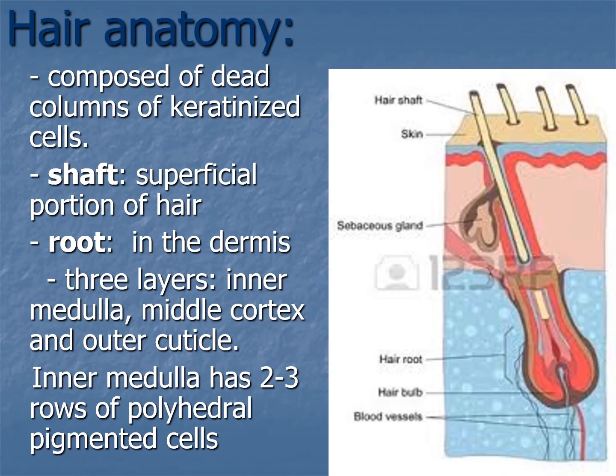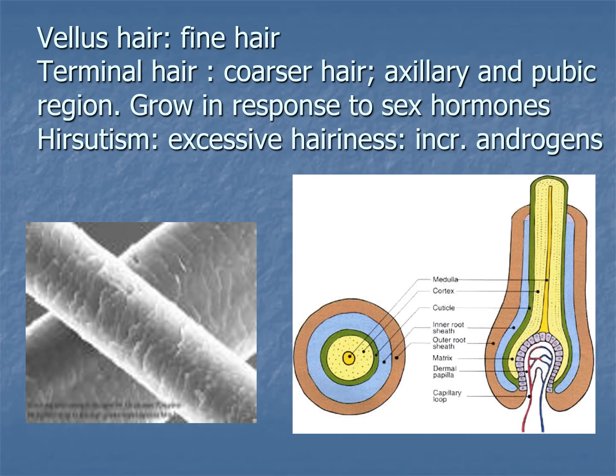The hair is composed of two main portions: the hair shaft, which is visible outside the skin, and the root. The root is present in the dermis, and it has three layers: inner medulla, middle cortex, and outer cuticle. The medulla has 2 to 3 layers of polyhedral pigmented cells. The root is surrounded by the hair follicle.